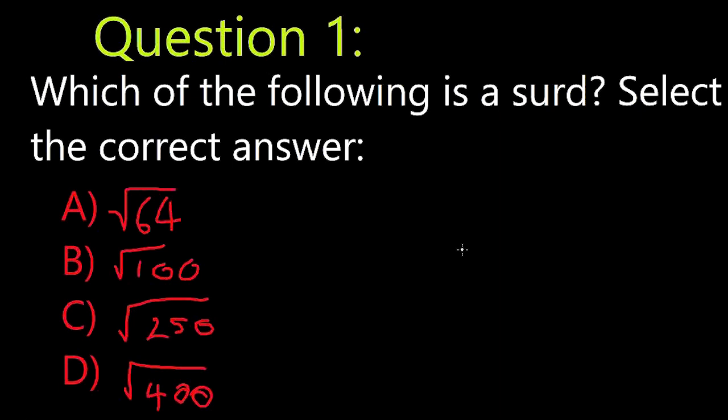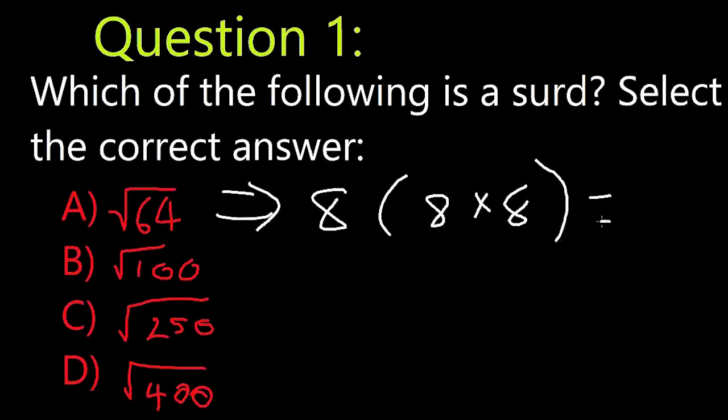So let's start with A. Putting it in our calculator, this is equivalent to 8, because 8 times 8 equals 64, which is the number under the root. Now we should know that 10 times 10 is also 100, so we can say that that is 10, and these other two are a little bit more tricky. So let's try and put both of these into our calculators.